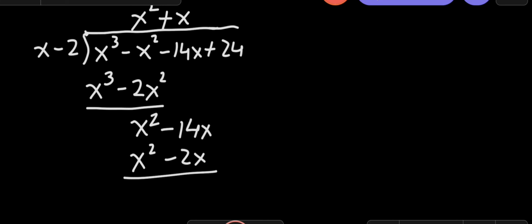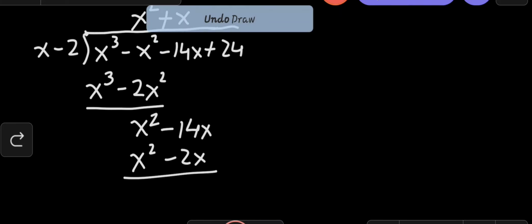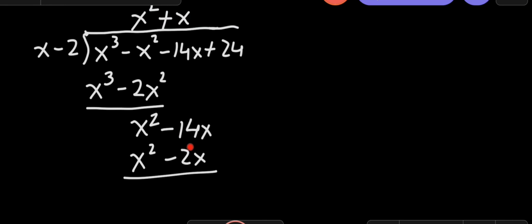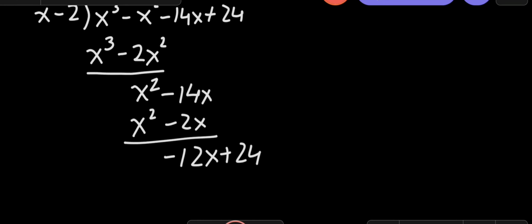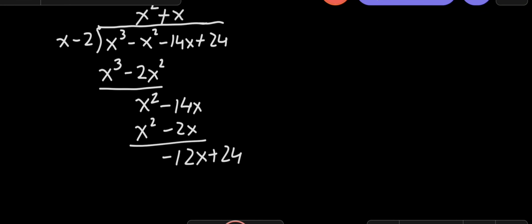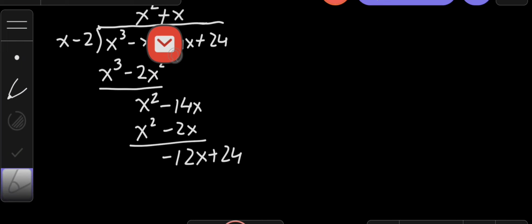So negative 14x minus negative 2x is negative 14x plus 2x, so that's going to be negative 12x. Then we have plus 24. Since we have to carry down the 24, we repeat what we did earlier. Now we divide this first term by x. So negative 12x divided by x is minus 12.